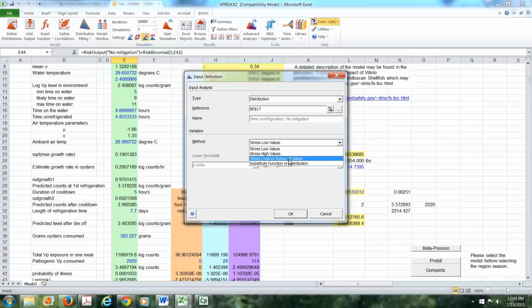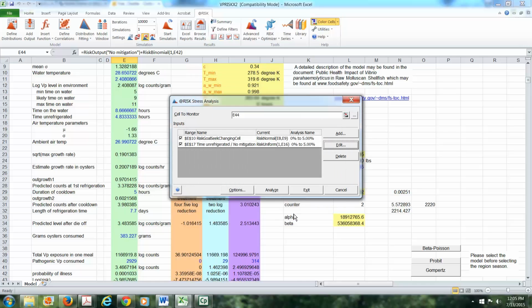If for some reason I wanted the 30th percentile through the 37th percentile, I could put that in, or I can put in a new distribution. So I'm saying use the distribution that you have, but only pick the low values between 0 and 5%.